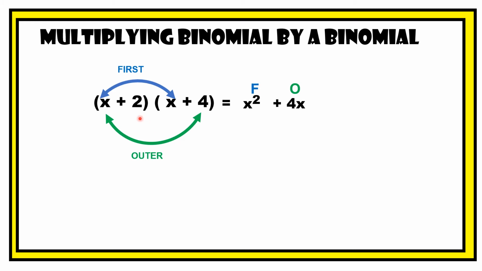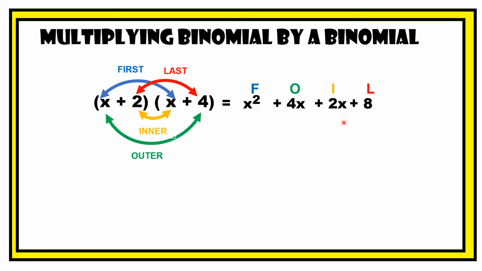Next, yung inner term. So, we have 2 and x. Multiply mo yung 2 times x. So, we have positive 2x. Then, the last term. Ito ay 2 and 4. So, 2 times 4, multiply natin. So, we have the answer which is 8.